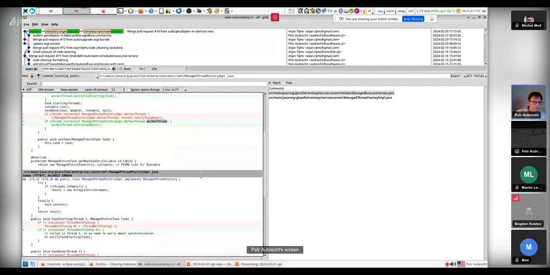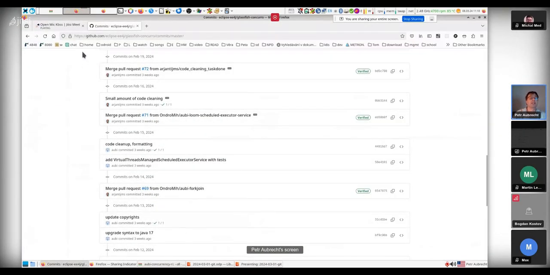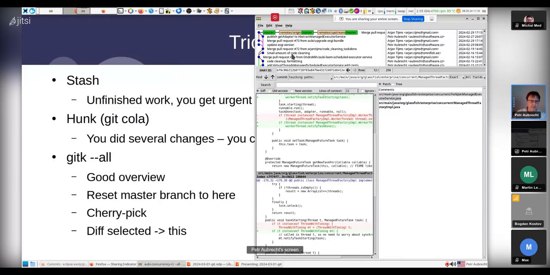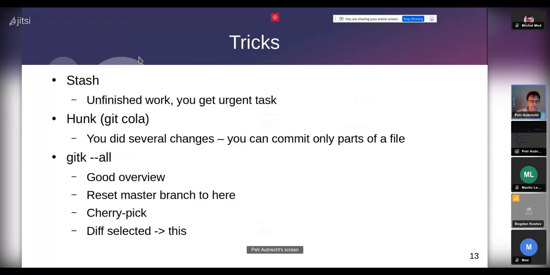Good. So that's about GitK, which I suggest, unless you have a really much better tool. So far, I haven't seen better to work with history and see the history graph. Good. So that's about my tricks. If you want, we can try each of them.